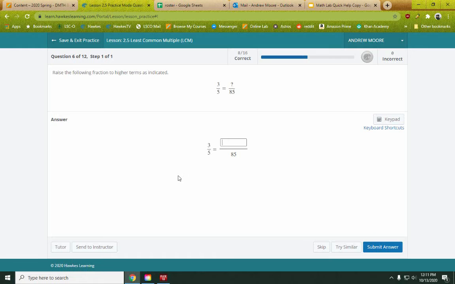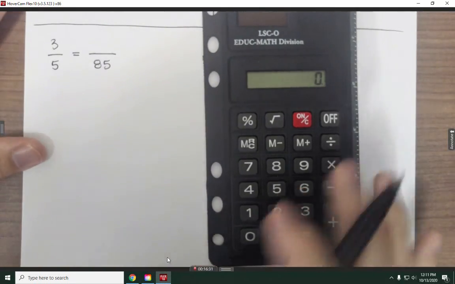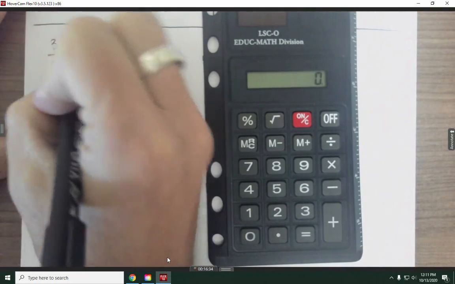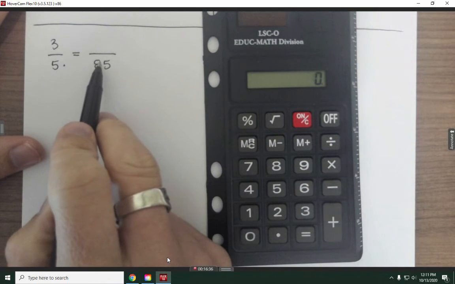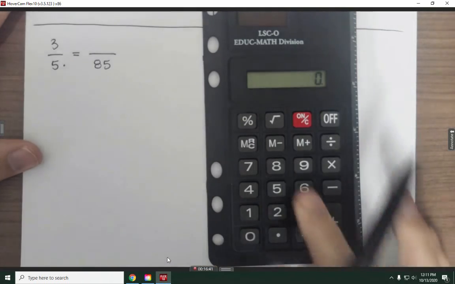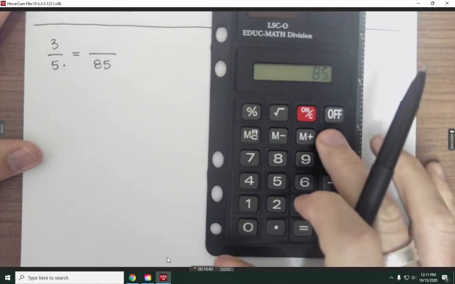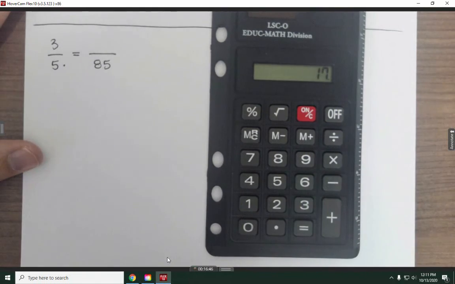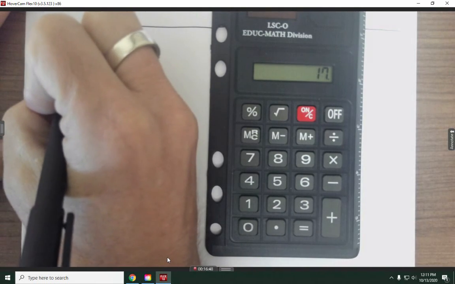Raise the following fraction to higher terms as indicated. We have 3 over 5, and that's equal to something over 85. So we're just trying to figure out what this numerator is going to be to make an equivalent fraction. What we do to solve this is we ask ourselves, what did we multiply to get here? If we're going in reverse, starting with the big number and trying to go backwards, we can just take 85 and divide it by 5 and figure out what that is. So our answer is 17.